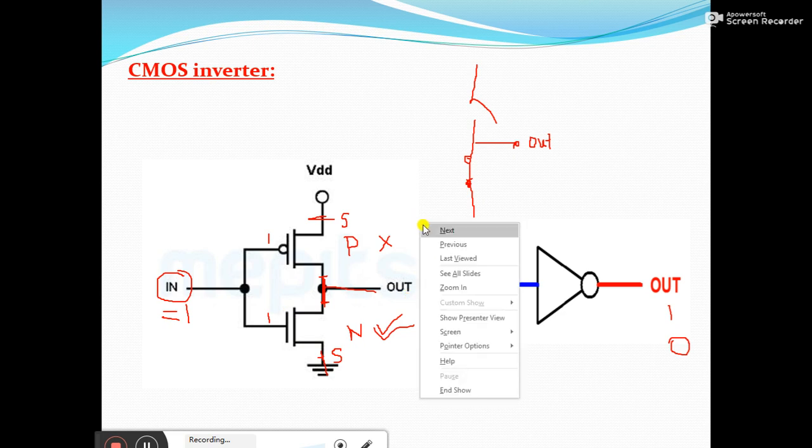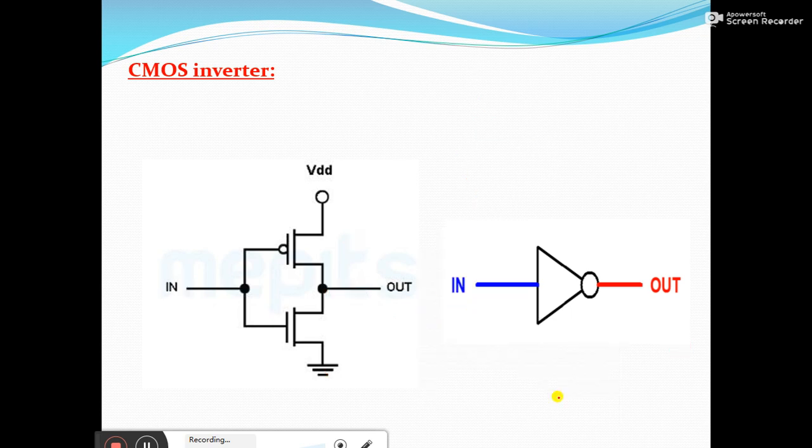Let us consider the second case. Whenever the input is 0, the PMOS will get turned on and the NMOS will get turned off. Whenever the PMOS gets turned on, this becomes a complete circuit. The voltage that appears at the source terminal here, the same voltage will appear at the drain terminal as well. Since from the drain terminal you are getting the output here, the output will be equal to 1. If this was in on condition, this output would be drained towards 0. But since this is in off condition, you can represent it with a switch diagram like this.